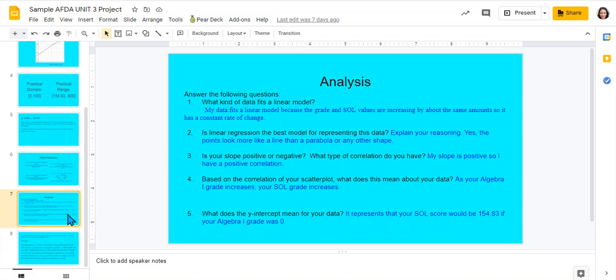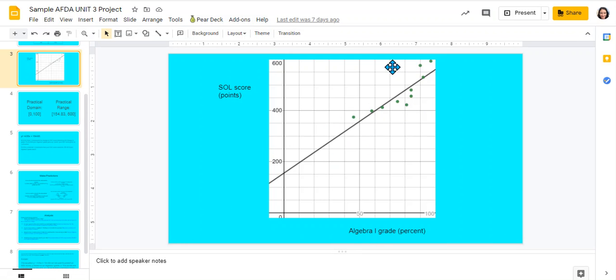Okay, in the analysis, you are going to answer the questions in your own words. So you may read over mine, but please don't use my same wording. So the first one is, what kind of data fits a linear model? So remember, this is a linear model. So you're just trying to describe what kind of points would fit a linear model, because you know if the points, for example, were all over the place, then that would not be described by a line.